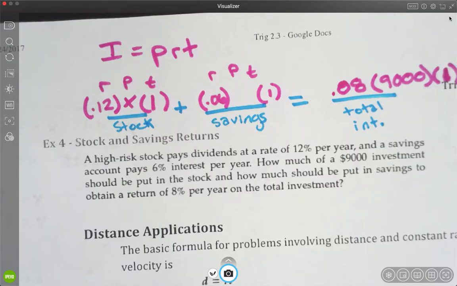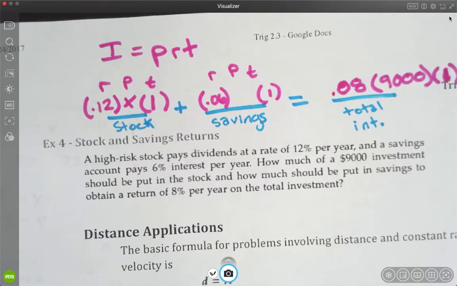We don't know how much is going in each one, so that's why we labeled it as a variable, right? How do you know which one goes in which? It doesn't matter. So this is what Liddell is asking. We could have put X here and 9,000 minus X here. It won't end up mattering. Good question, Liddell. You can start with X being here and 9,000 minus X here, it doesn't matter.